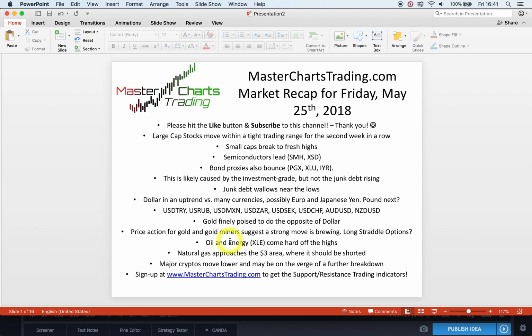We'll look at oil and XLE, the energy ETF, as they come off the highs. Natural gas as usual, and it is approaching that area of $3. And we'll again look at cryptos.